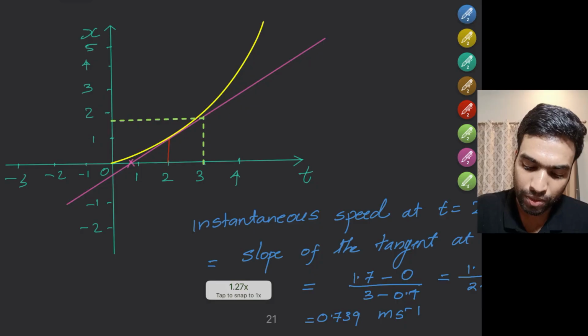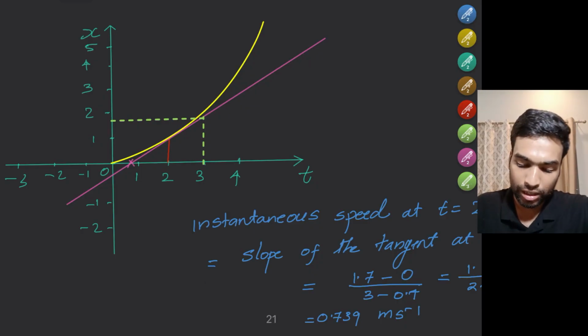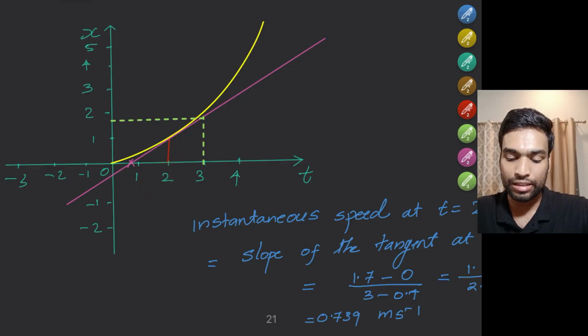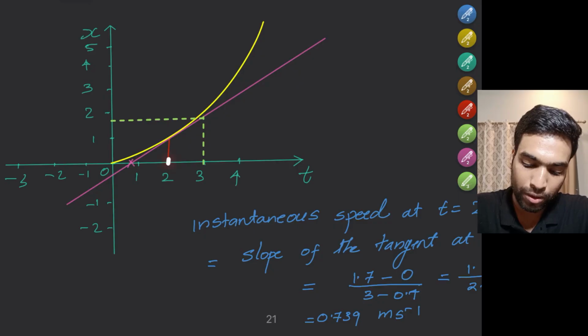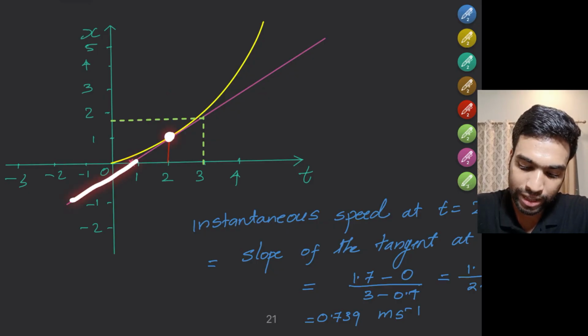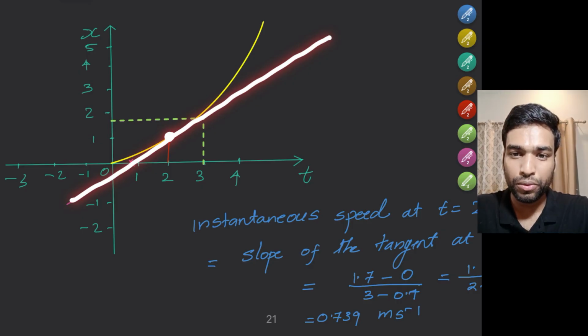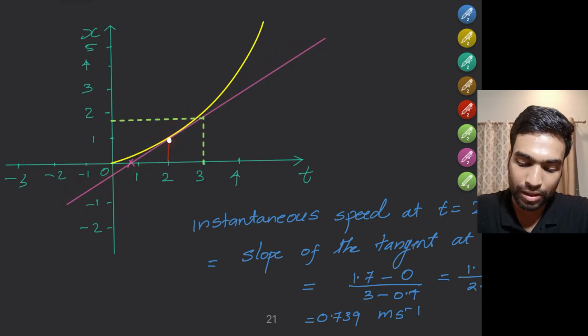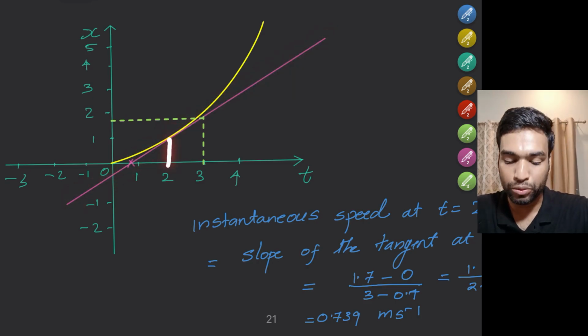Here the idea is, let's say at a time t equal to 2, you have to find the instantaneous speed. What you can do is draw a perpendicular imaginary line to the curve. Then you will get a point here, correct? Through that point, draw a tangent. The slope of that tangent will give you the instantaneous speed at time equal to 2.